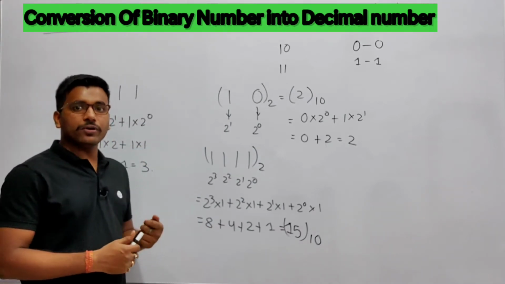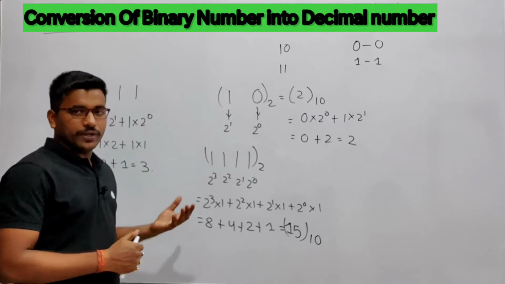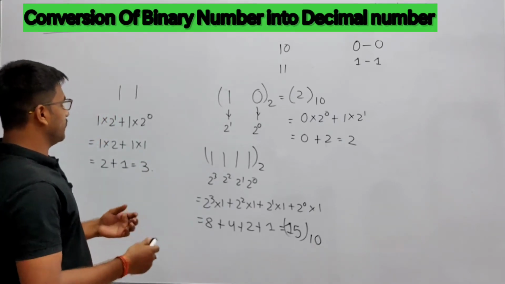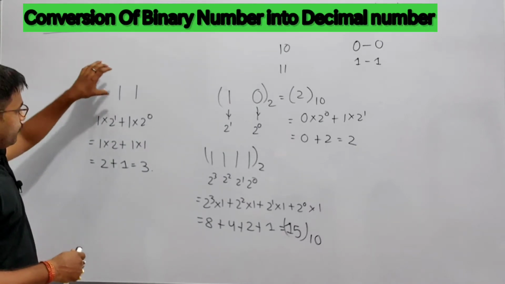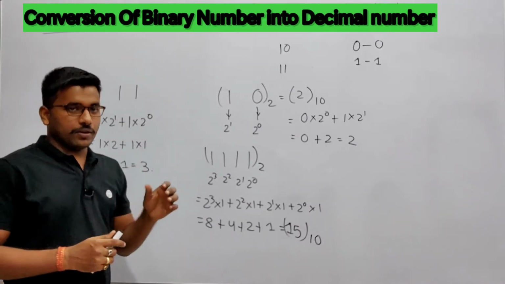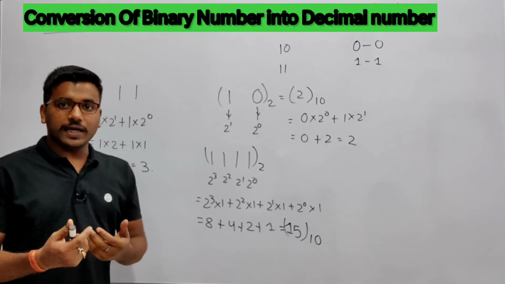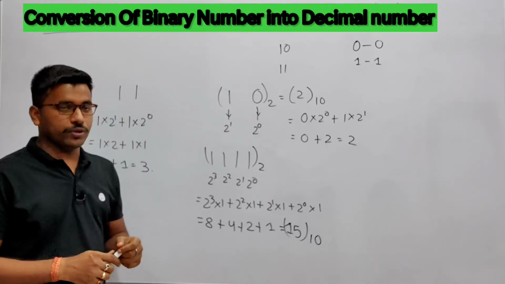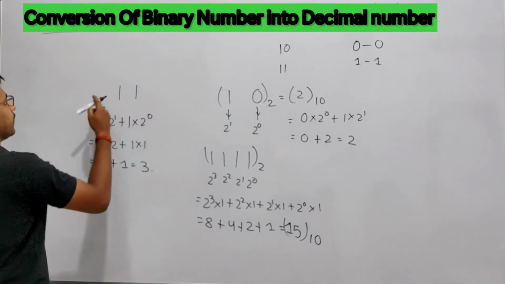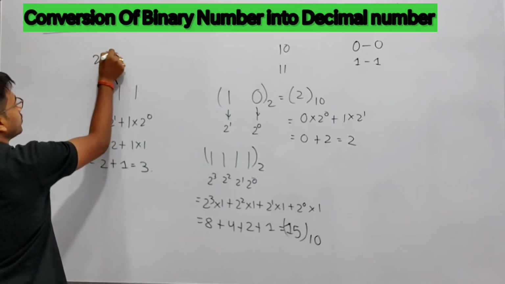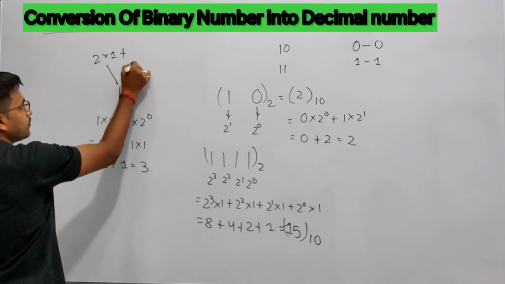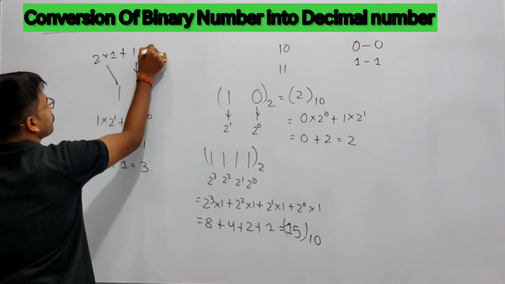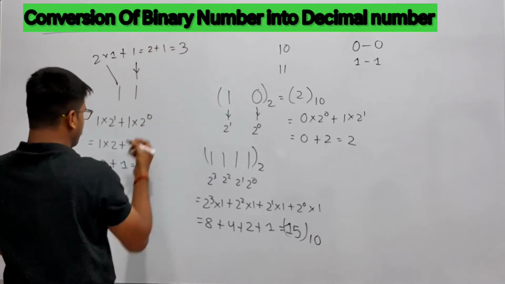Now I am going to introduce a shortcut way. Whichever you feel comfortable with, you can use. To the first bit you need to multiply with the base of that number. This is a binary number, and you know the binary base is 2. So you multiply 2 into 1, plus the next bit you add. So 2 into 1 is 2, plus 1. So you get 3.